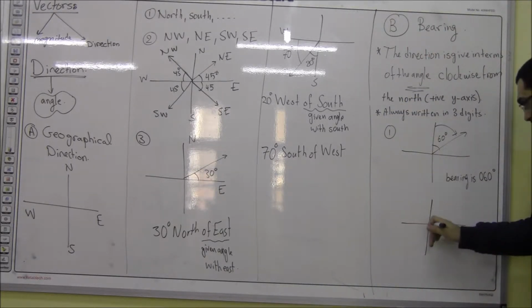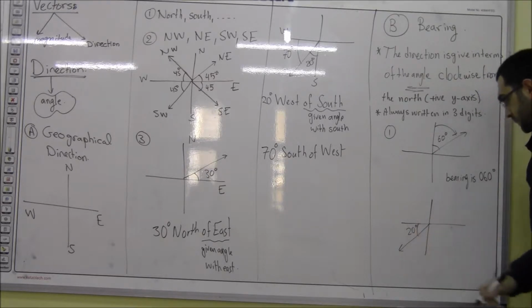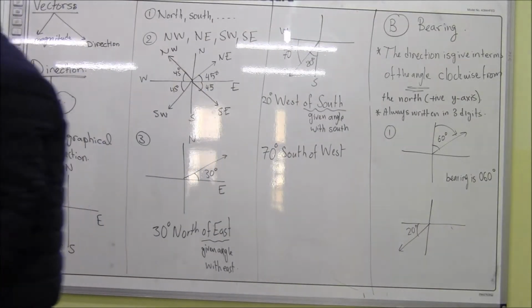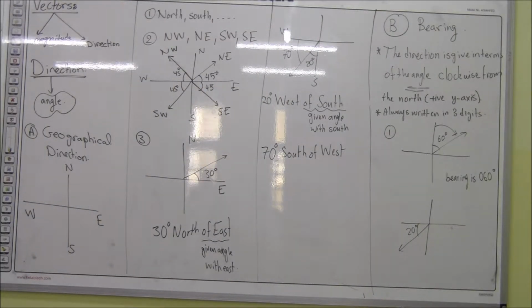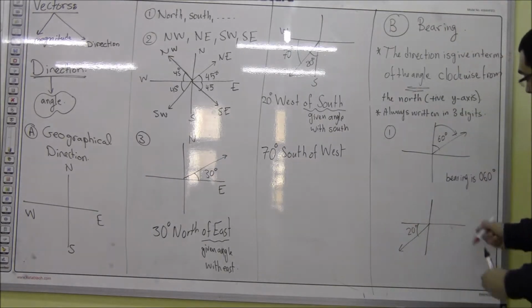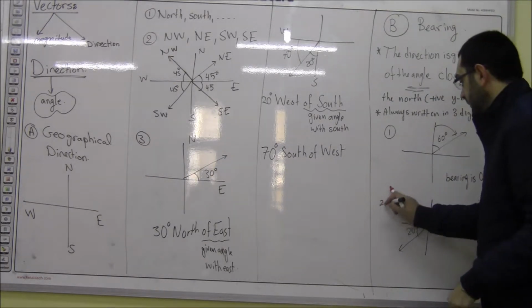Bearing can also be from the line all the way around. Wait, 300 degrees? No. You have to start with the north. You have to always start from the north. Look here, guys. Look again. Look at this part. This is the second example.